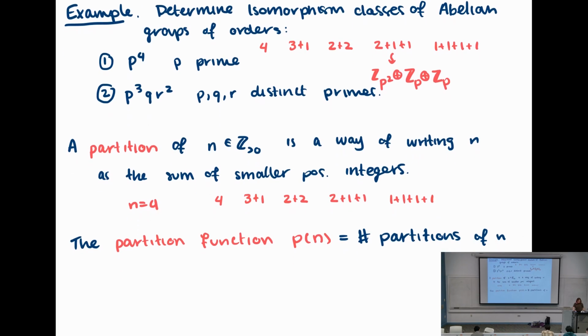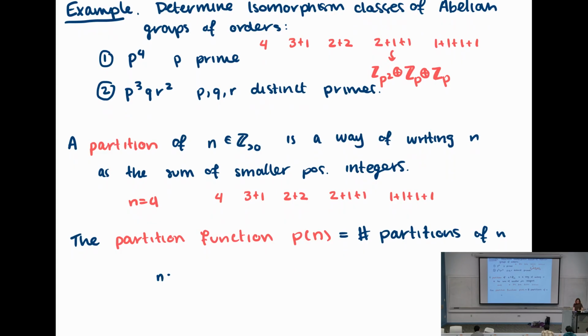So for example, for various values of n, what is P of n? For 1, there's only one way to write 1 as a sum of smaller numbers. For 2, we have 2 and 1 plus 1, so P of n would be 2. For 3, we saw it earlier in the lecture, we have 3, 2 plus 1, and 1 plus 1 plus 1. So we have 3 options. For 4, we just computed that there were 5.